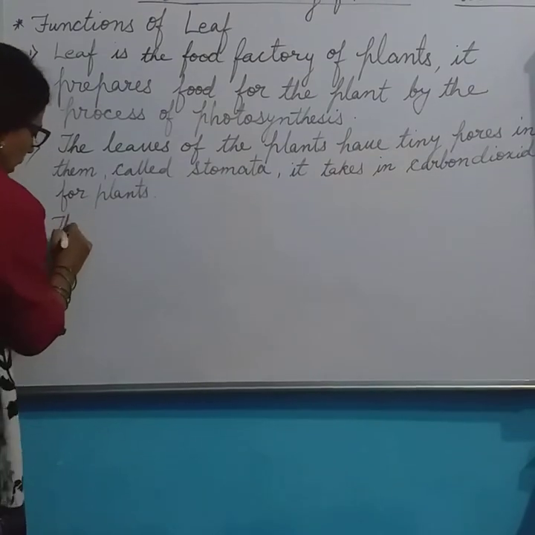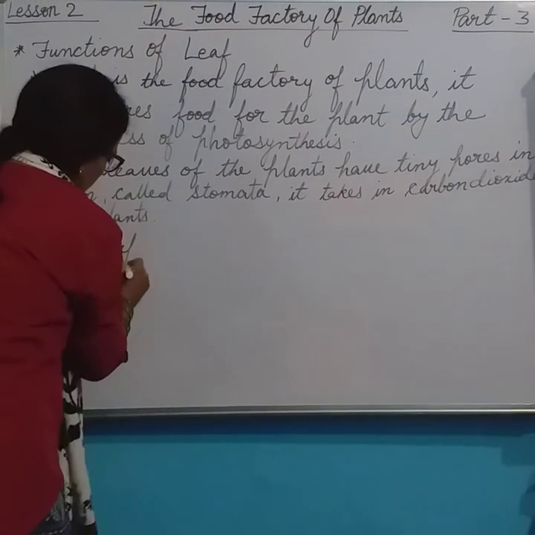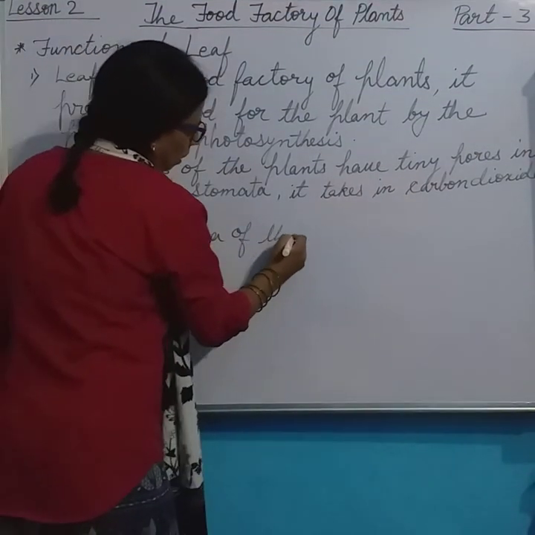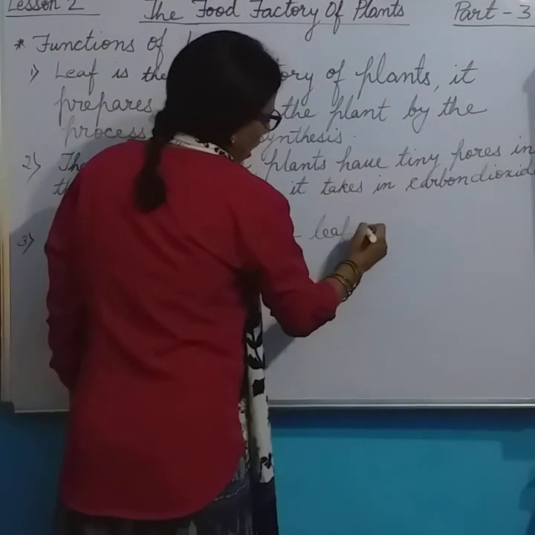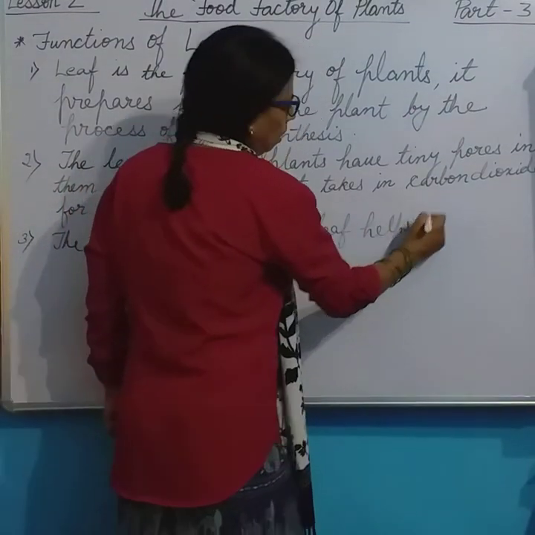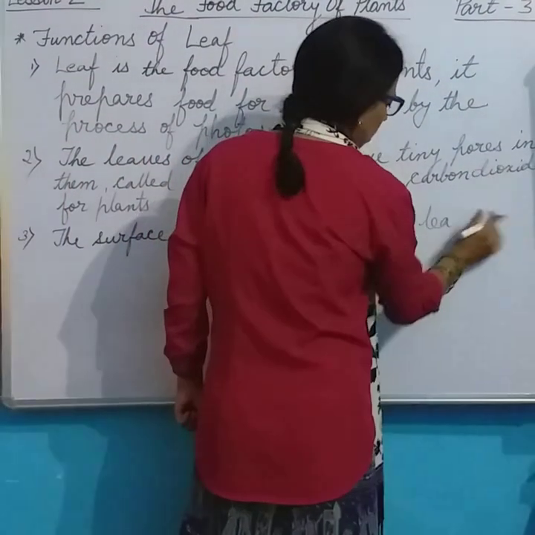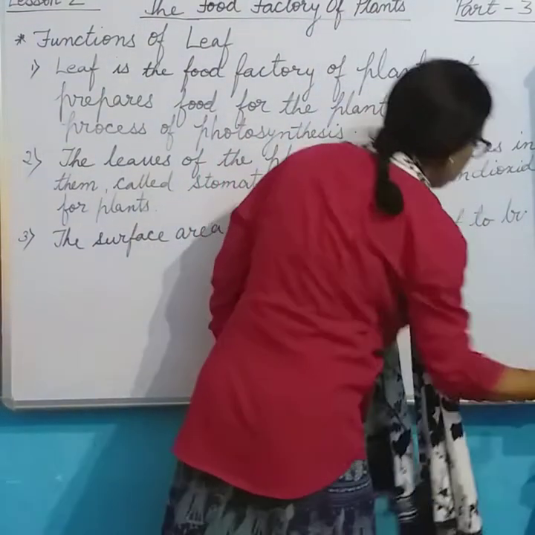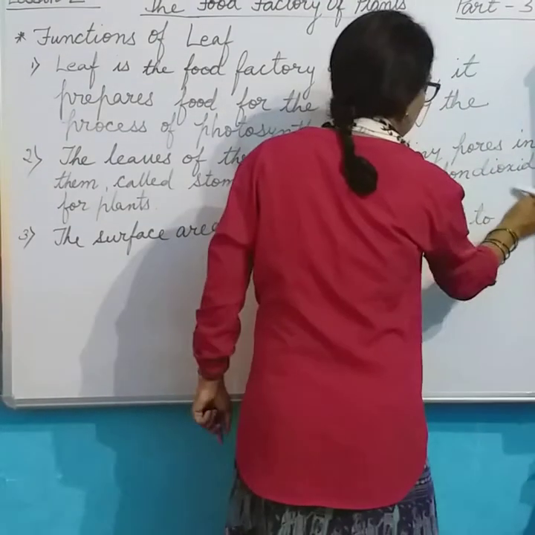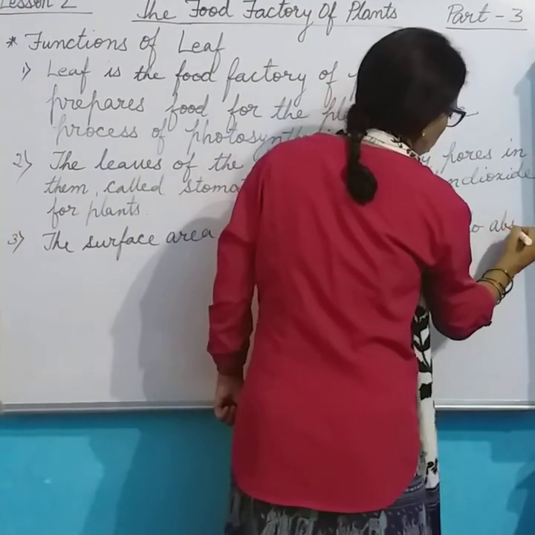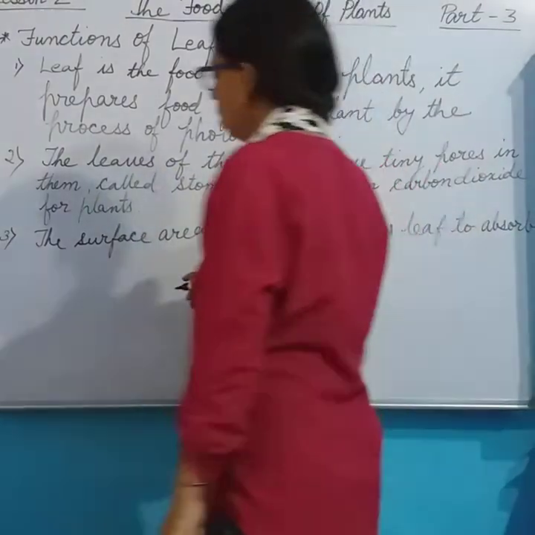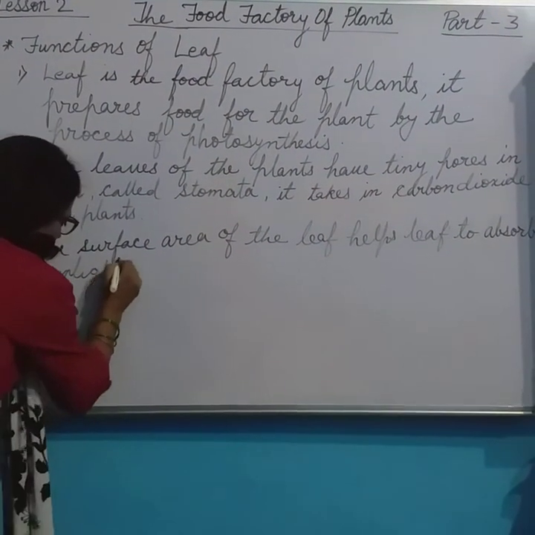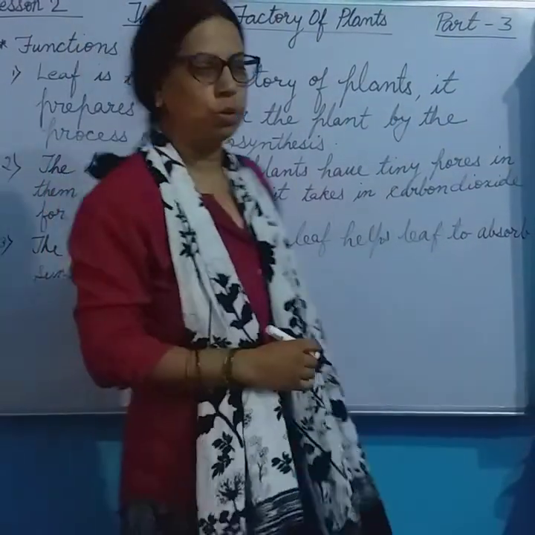So next, third point, the surface area of the leaf helps leaf to trap, or rather, observe sunlight. As you know, sunlight is also necessary for photosynthesis.